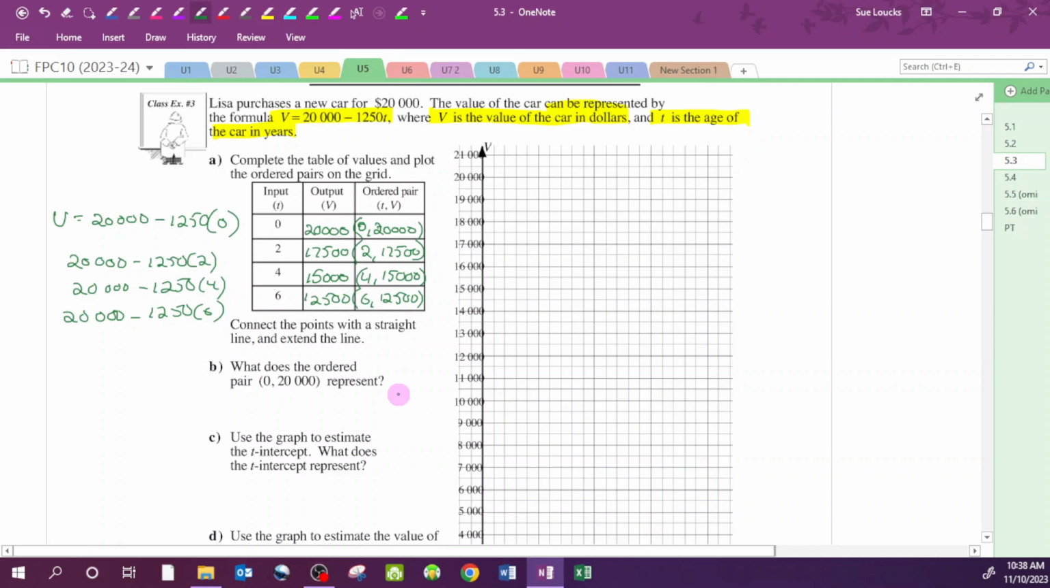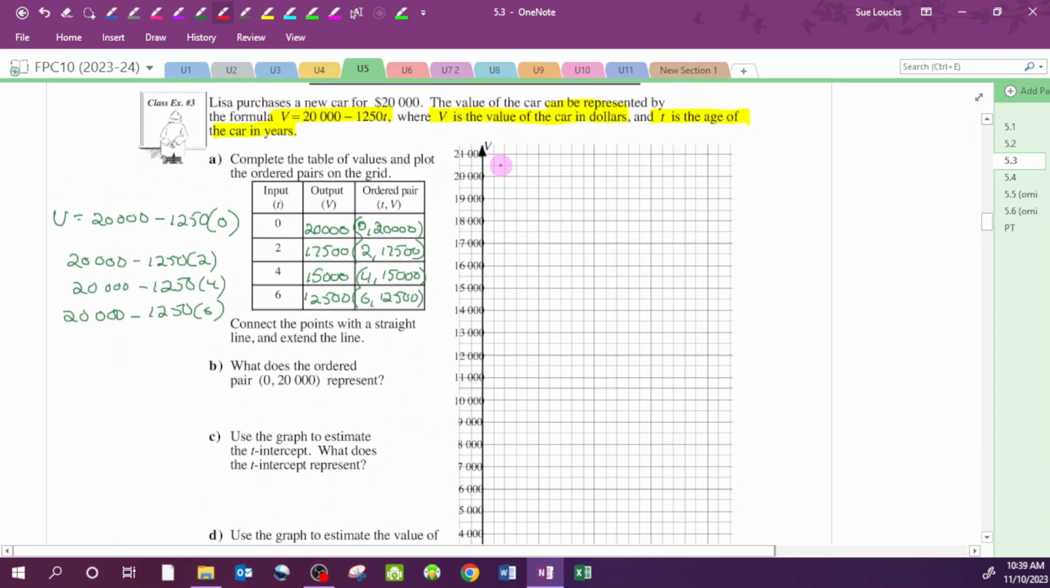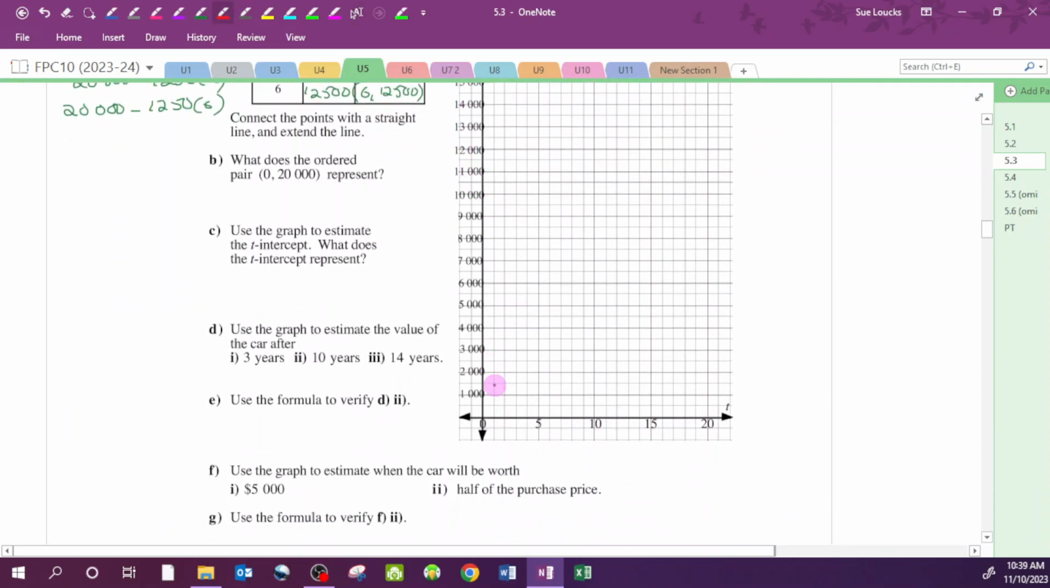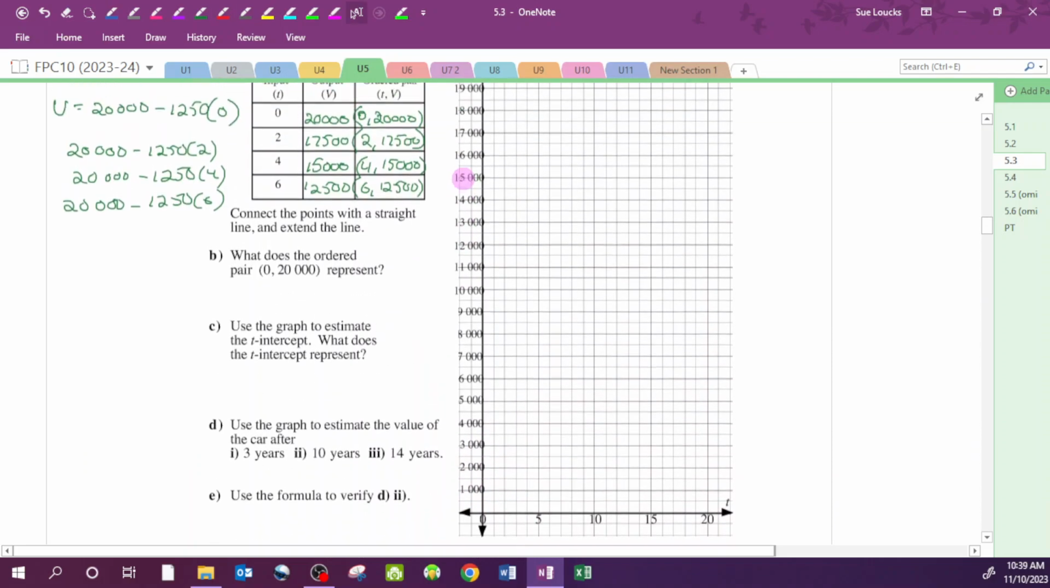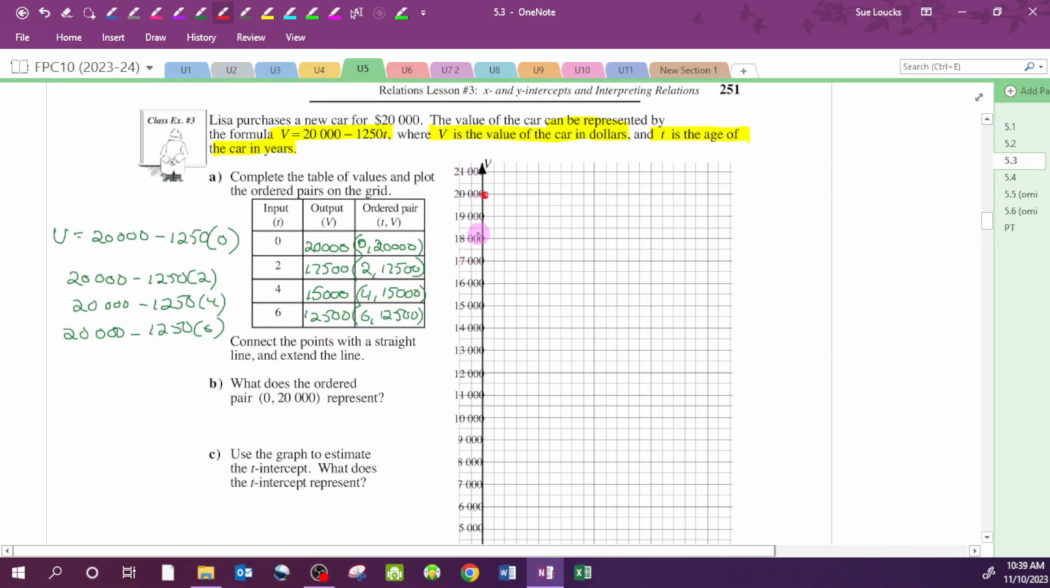Okay. And then I'm going to plot these. So when time is 0, I get a point at 20,000. And I'm just going to check what's the scale on my graph. So 1, 2, 3, 4, 5. So each grid line is 1 year, because I can't see the whole thing on my screen at the same time. So at 2 years, it's 17,500. So there. And then at 4 years, it's 15,000. So 1, 2, 3, 4. And then 6 is 12,500. So 1, 2, 3, 4, 5, 6.